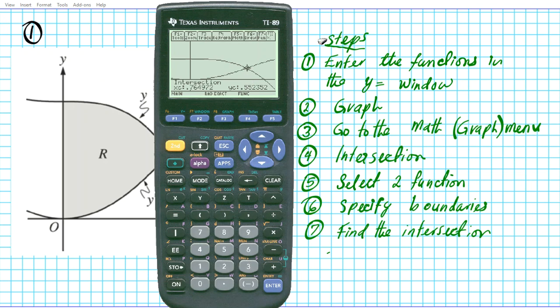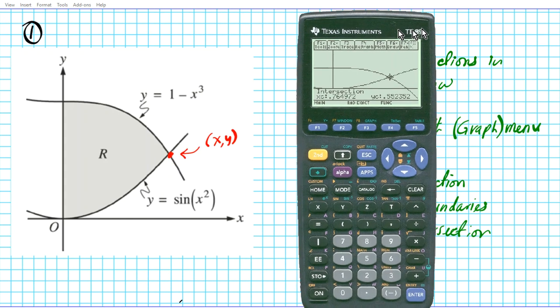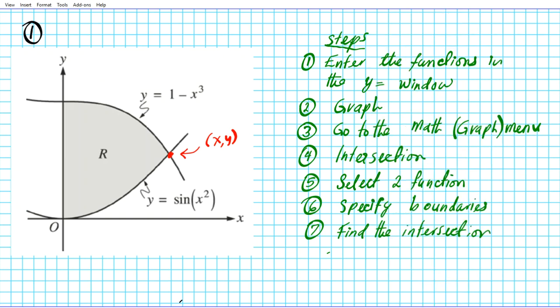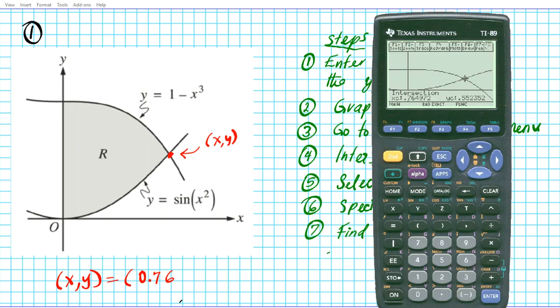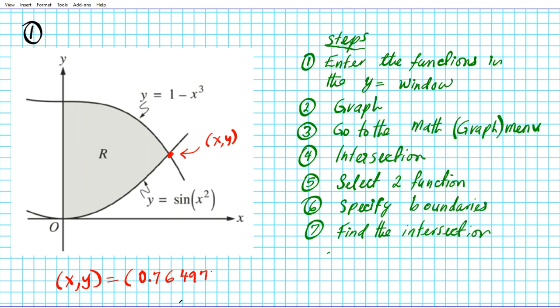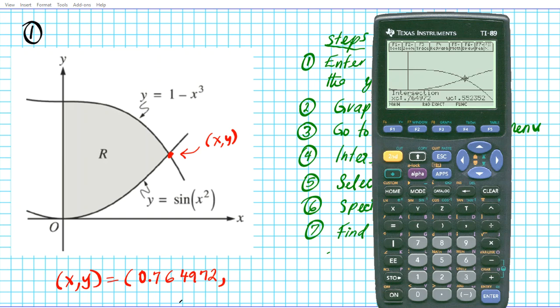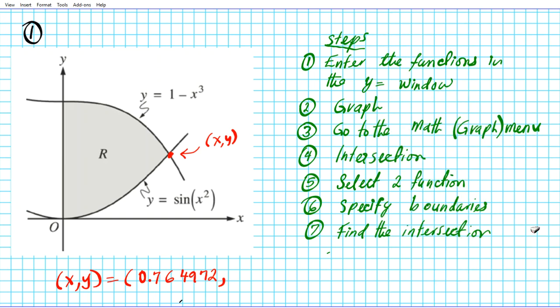So the answer is 0.764972 and 0.552352. Let's go ahead and write that down. x, y is 0.764972 for the x, and then for the y, it's 0.552352. And that's the point of intersection.